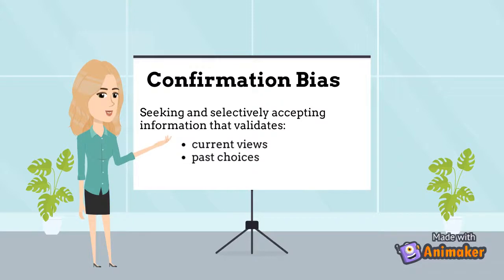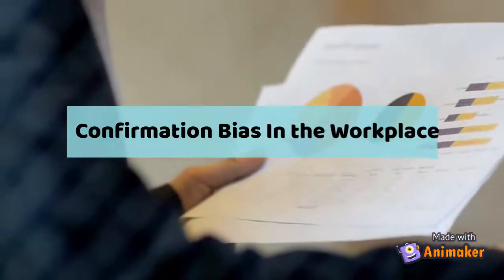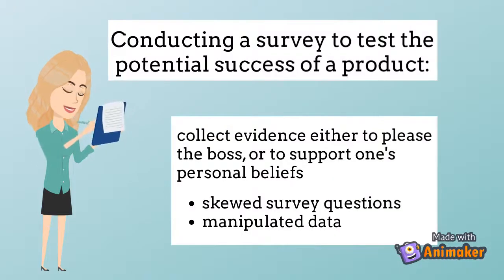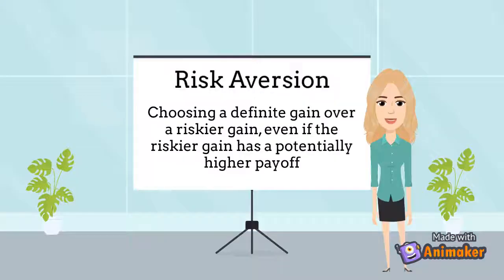Confirmation bias involves seeking and selectively accepting information that validates one's current views and past choices. Now let's talk about confirmation bias in the workplace. For example, if a business is conducting a survey to test the potential success of a product, they might collect data to either please the boss or support their own personal beliefs, which leads to skewed survey questions and manipulated data.